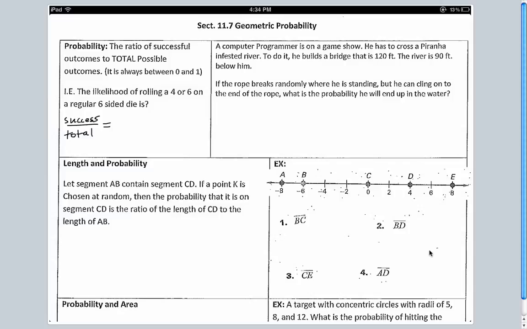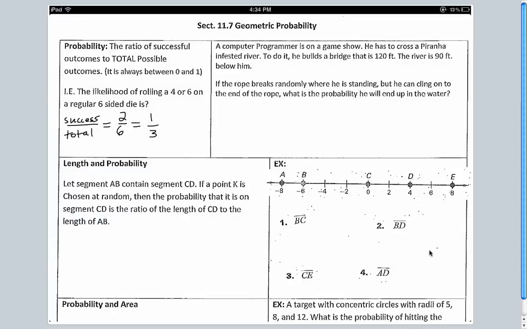Well, you can either roll a 4, that's one option, or a 6, that's 2. So we've got 2 out of 6 total possible rolls, right? 1, 2, 3, 4, 5, or 6, and that reduces to 1 over 3. So the probability is 1 over 3. It will always be between 0 and 1. And we could convert that to a percentage, right? 1 over 3 would be about 0.33, which would be about 33%. So probabilities can always be written as a percentage.